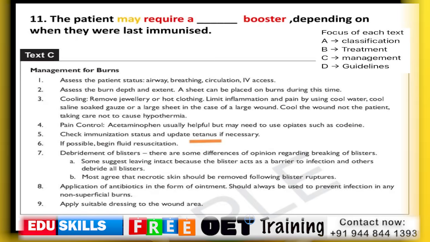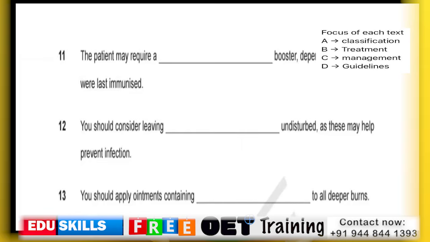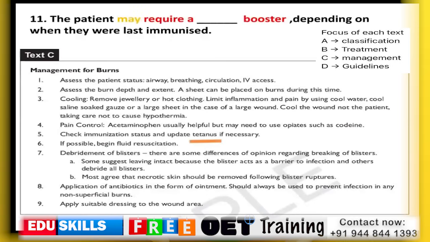So first we'll go to question number 11. The patient may require a dash booster depending on when they were last immunized. So can anyone say which text this question is from? A, B, C, D. We already have the names given for the four texts. So can you please tell me? C. So the question is, the patient may require a dash booster depending on when they were last immunized.